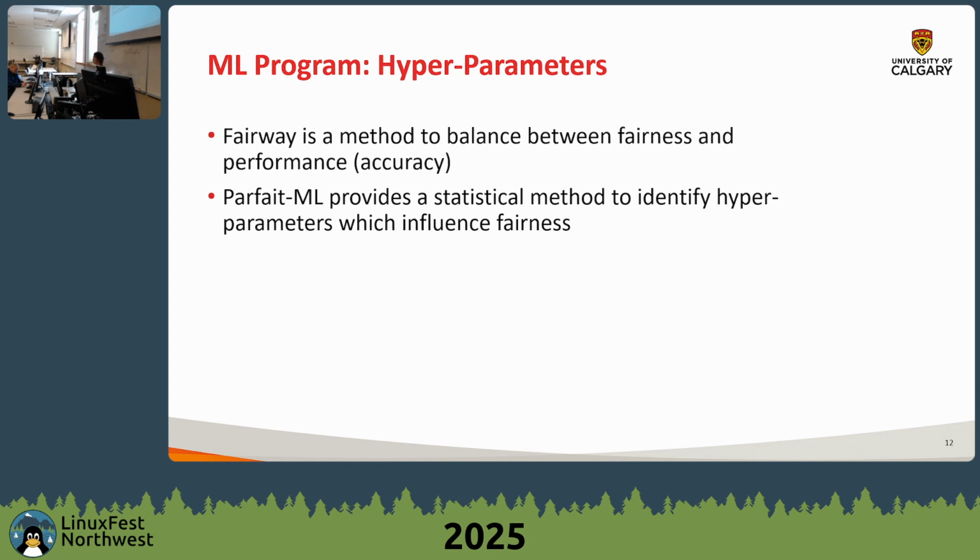Then in the program itself, we have the hyperparameters, and that's parameters such as the learning rate or the choice of optimizer that specifies details about the learning process. And this also has been found to sometimes lead to bias. Again, this is another area that has been less strongly considered.